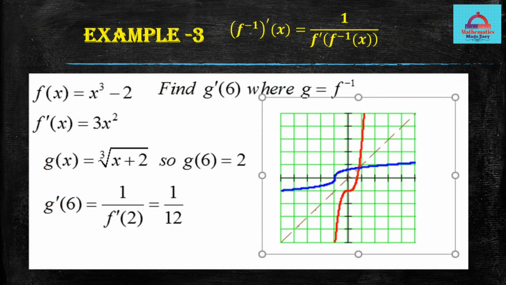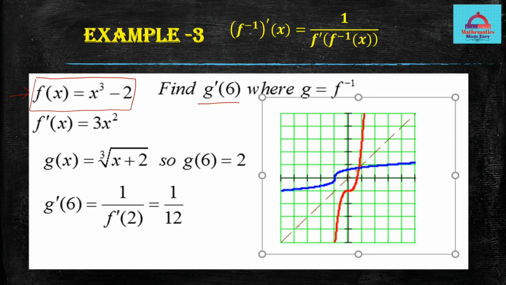Let's solve the last problem for today, which is example 3, based on the last theorem that we have seen. So we are going to be using the property that the derivative of f inverse at point x is going to be the reciprocal of the derivative of f at the inverse. Okay, so we are given here the function f(x) that is x cubed minus 2, and we need to find the derivative of the inverse function g at the point 6.